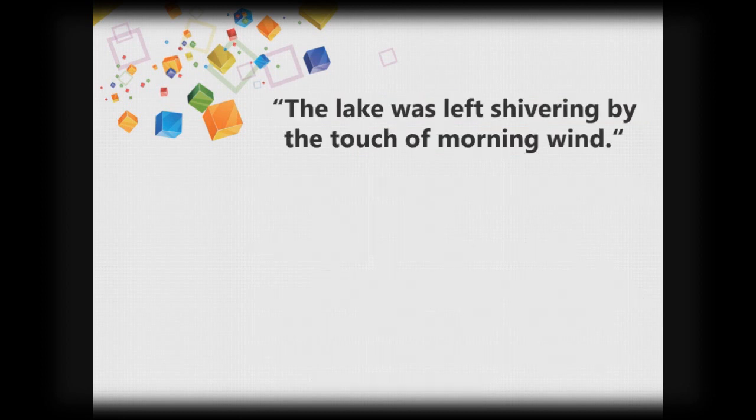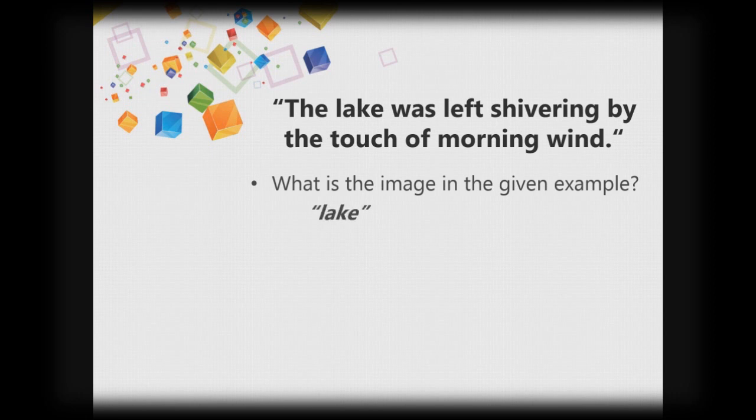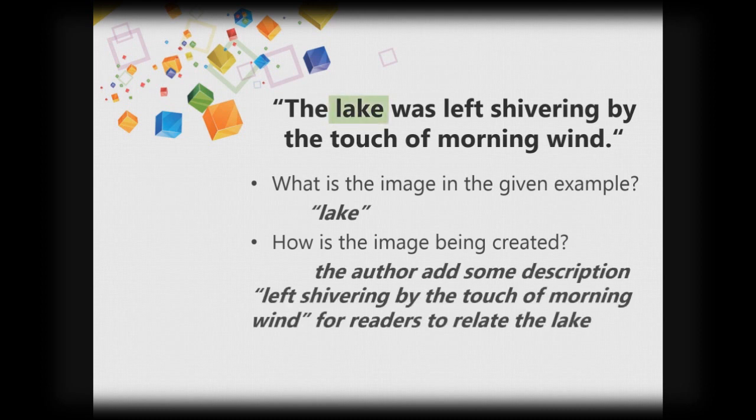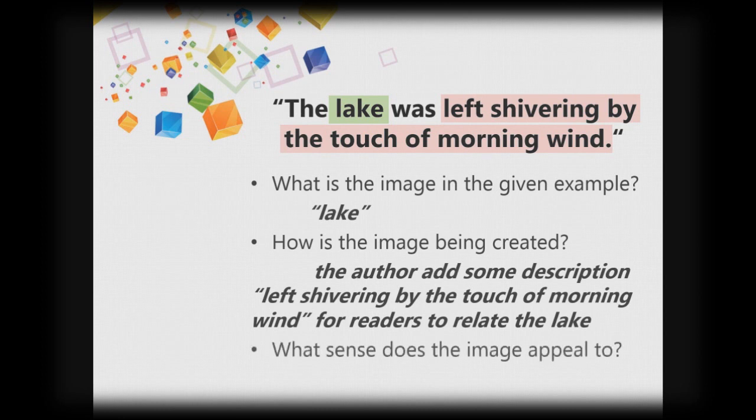Fifth sentence. The lake was left shivering by the touch of morning wind. What is the image in the given example? Lake. You're correct. How is the image being created? The author adds some description, left shivering by the touch of morning wind, for readers to relate to the lake. What sense does the image appeal to? Sense of touch. Bravo!